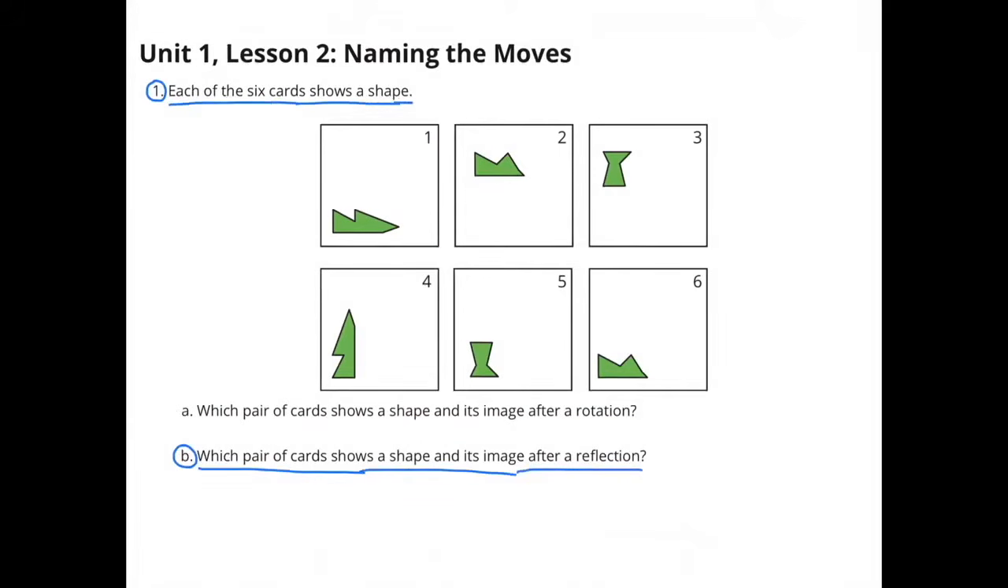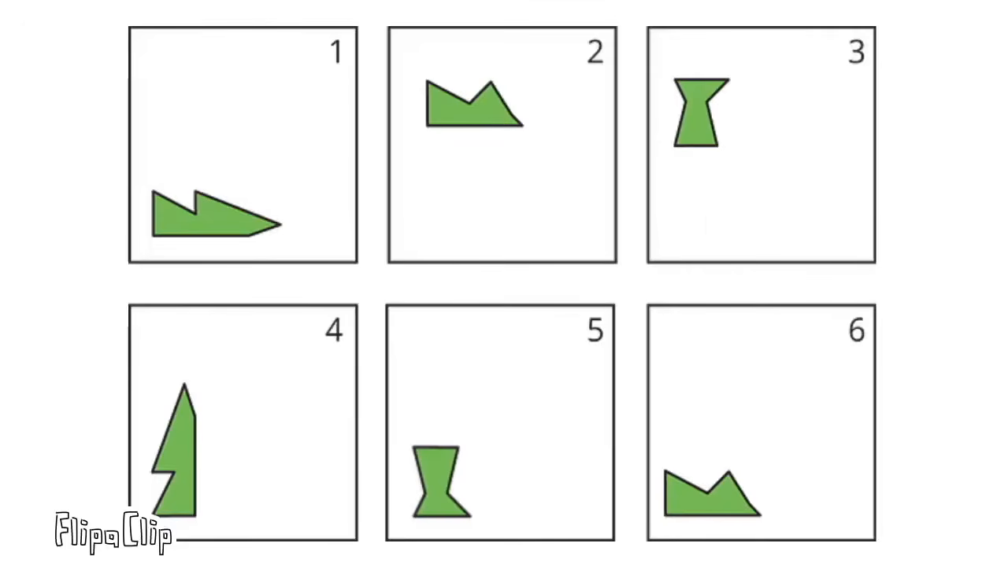B. Which pair of cards shows a shape and its image after a reflection? Which pair of cards show a shape and its image after a reflection? Take a look at cards 5 and 3.